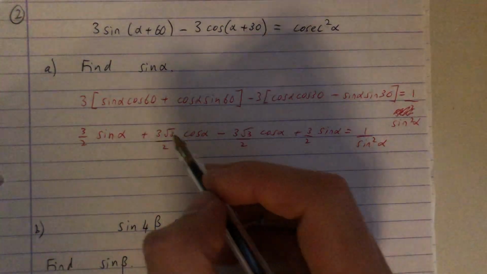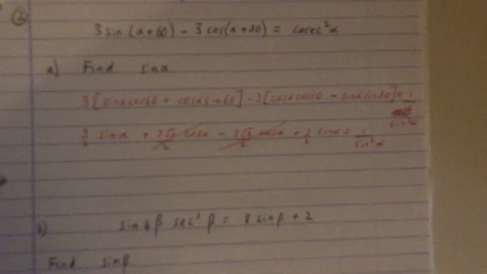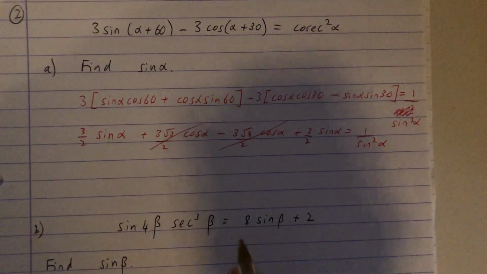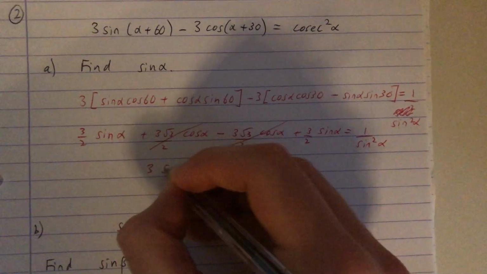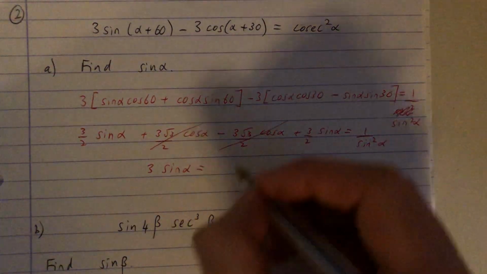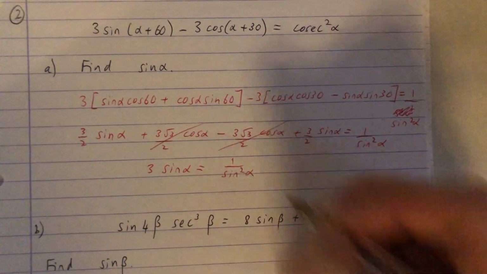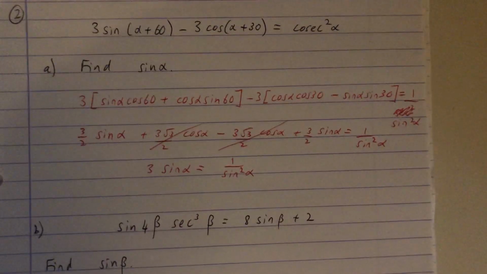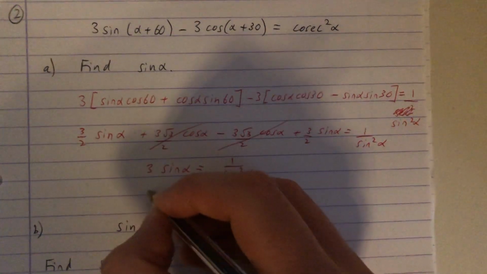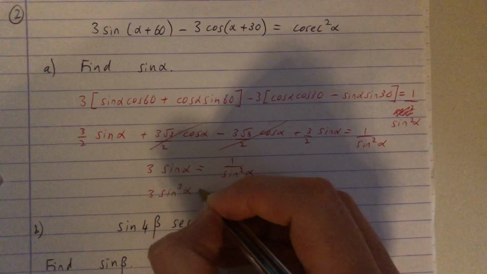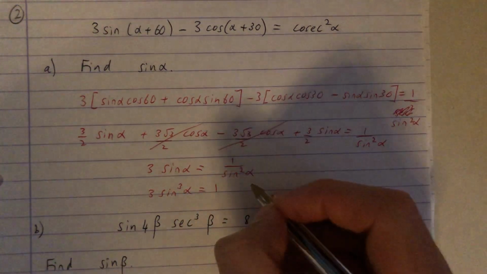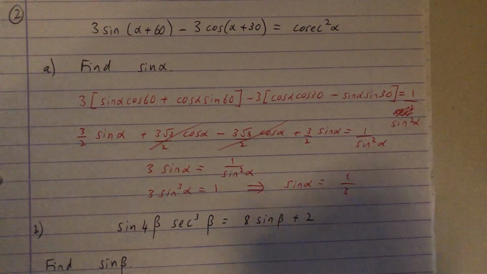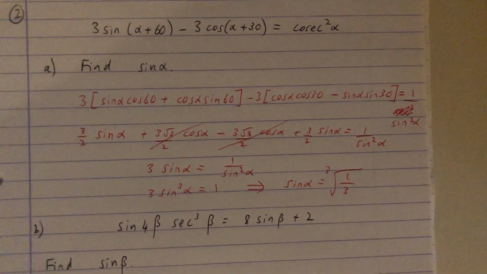Simplify. Middle two terms disappear. And you are left with 3 over 2 sine alpha plus 3 over 2 sine alpha, which is the same as 3 sine alpha is equal to 1 over sine squared. You want to make sine the subject. The only logical thing to do is multiply by the denominator. And then if you make sine alpha the subject, you would divide by 3 and cube root. And that would be it.